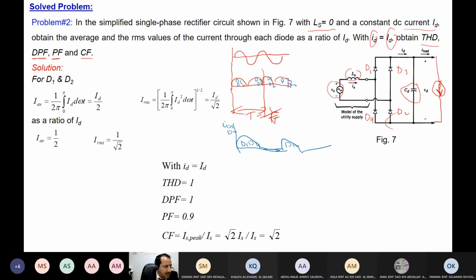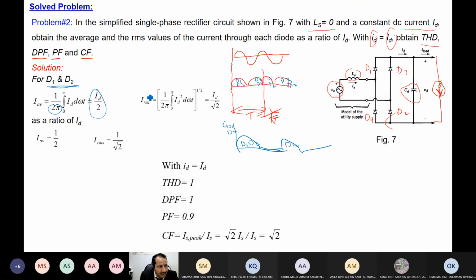So when I integrate over one full period, 1 over 2 pi, 360, there is current in the diode D1 and D2 from 0 to pi, otherwise 0. When I integrate, it will be omega t, pi over pi, with pi cancelled, but 1 over 2, then ID over 2.